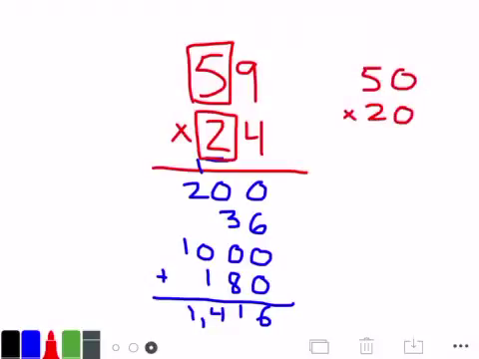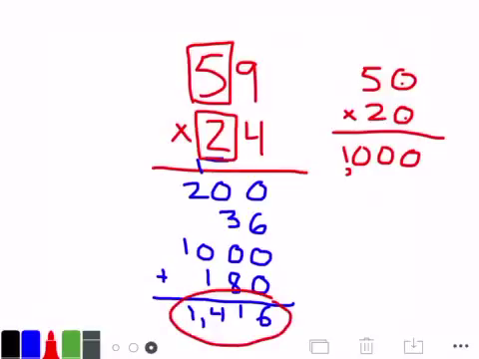50 times 20, 20 times 50. Solve the basic fact first, 2 times 5, and get 10, and then add your 2 zeros into your product. Sometimes that helps to make sure you have the right numbers in your partial product so that you get ultimately the correct final answer.